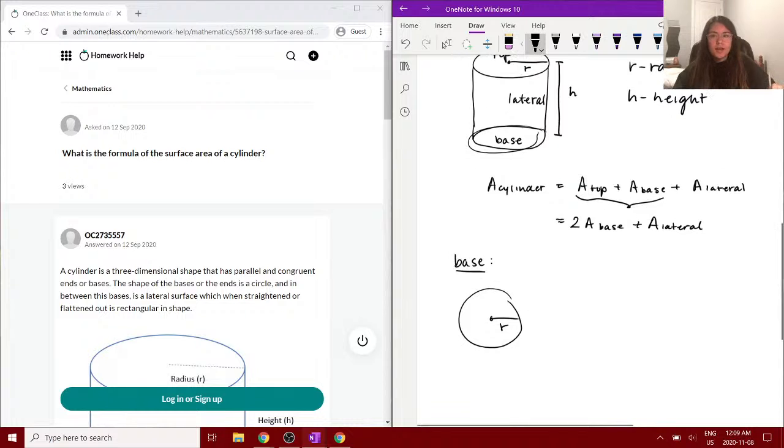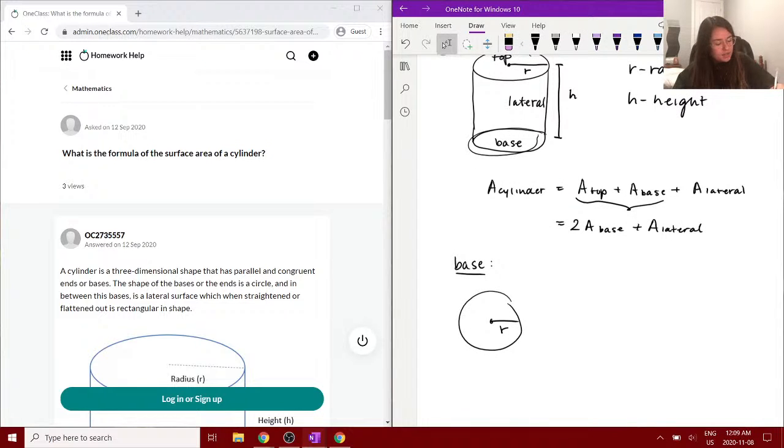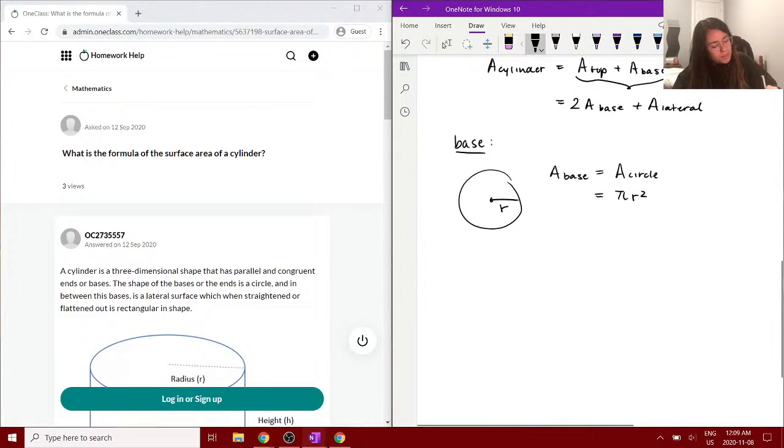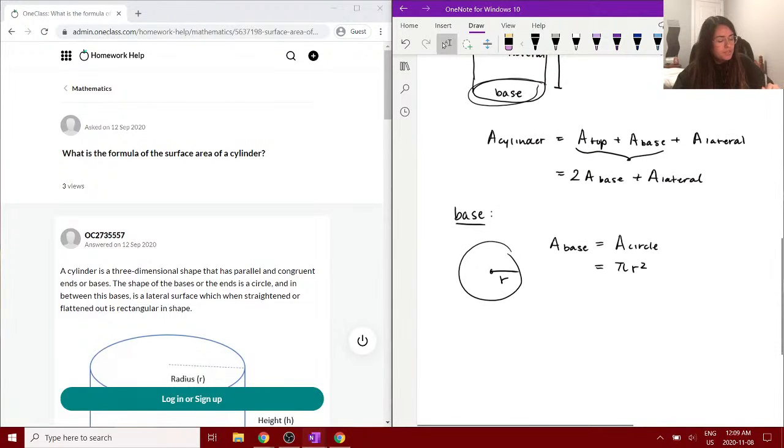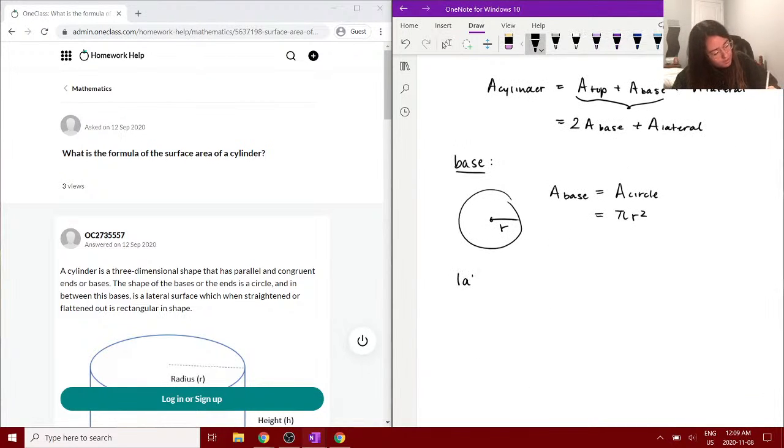All right, and so that means that the area of the base and the area of the top is just equal to the area of a circle. And we know that the area of a circle is pi r squared. Okay, so now that we have the area of the base, which is equal to the area of the top of the cylinder, we need to find the area of the lateral surface.